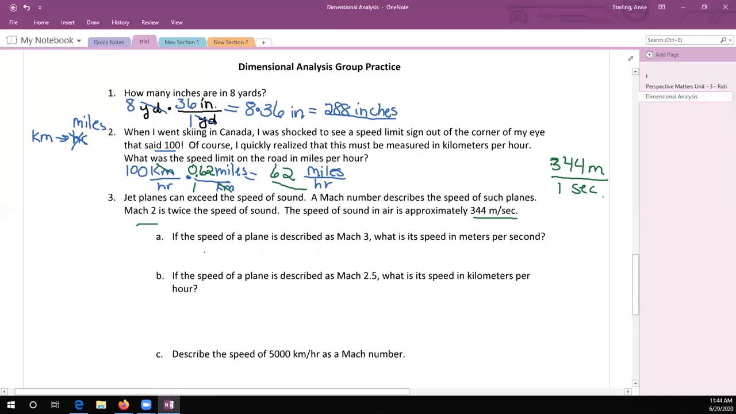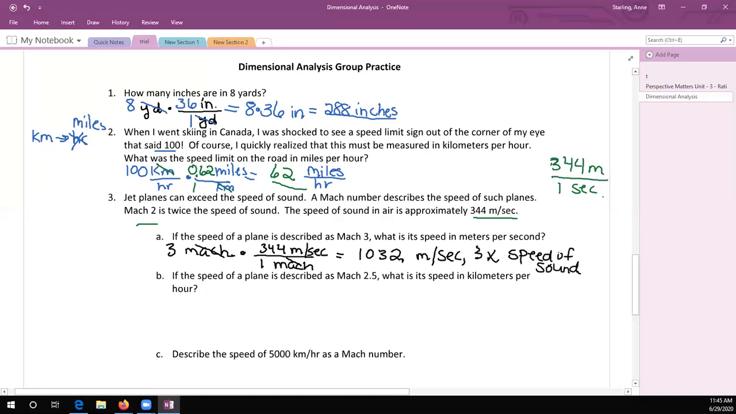Okay, so now when we're converting, we have a Mach 3, so we have 3 Mach. And we need to figure out, should Mach go on top or bottom? It should go on the bottom so that the Machs cancel. And 1 Mach is 344 meters per second. So I multiply those together because you're going triple the speed of sound. So you're actually going 1,032 meters per second, which is 3 times the speed of sound. And that's what a Mach is.